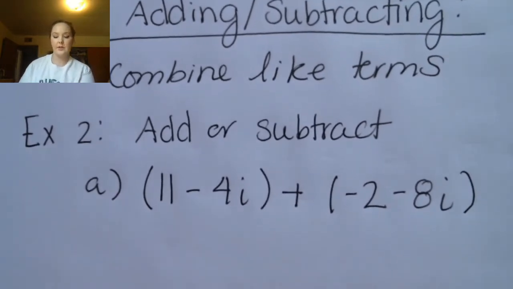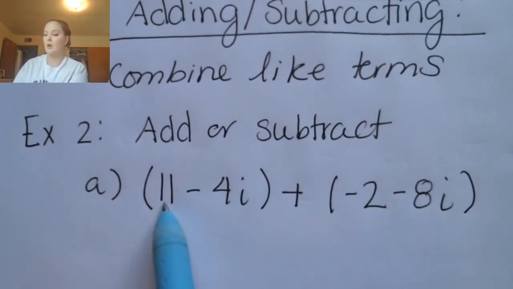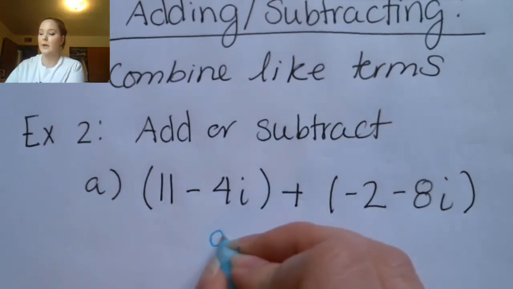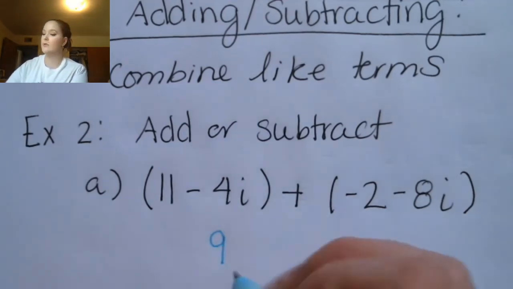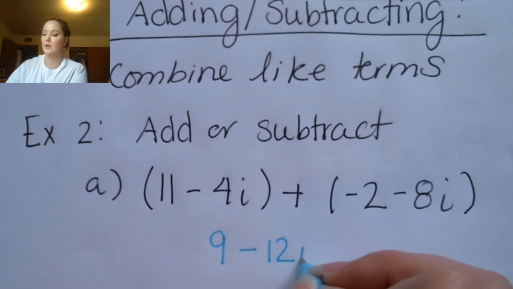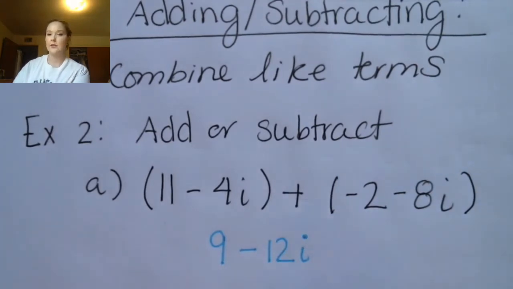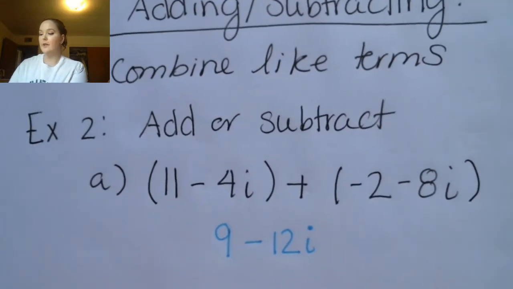Okay, so here I'm going to combine my like terms. Okay, so my real parts are 11 and negative 2, so those will combine to 9. Okay, and then my imaginary part is negative 4i and negative 8i, so those will combine to negative 12i. Okay, so you combine the real number part and you combine the imaginary part. Okay, all right. Let's look at an example of subtraction.